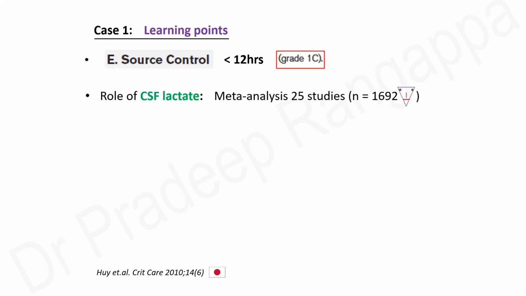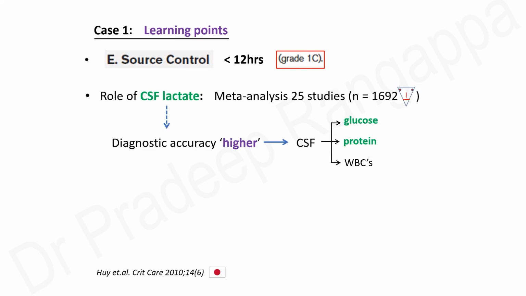So, role of CSF lactate. This is a meta-analysis which came from Japan, from 25 studies, including 1,692 patients. In this particular meta-analysis, they found CSF lactate had a diagnostic accuracy which is higher than the CSF glucose, protein, and the WBC. So for all the listeners, it is important that once you do a lumbar puncture and get a CSF, just put that CSF into your point of care blood gas analysis machine, which will give you the lactate measurement. And this may be an immediate clincher for you to recognize that the patient has developed bacterial meningitis.